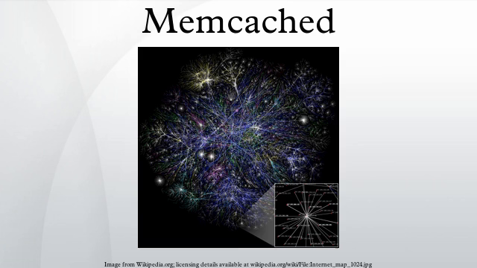Memcached is a general-purpose distributed memory caching system. It is often used to speed up dynamic database-driven websites by caching data and objects in RAM to reduce the number of times an external data source must be read. Memcached is free and open-source software, subject to the terms of the revised BSD license. Memcached runs on Unix-like systems and on Microsoft Windows.